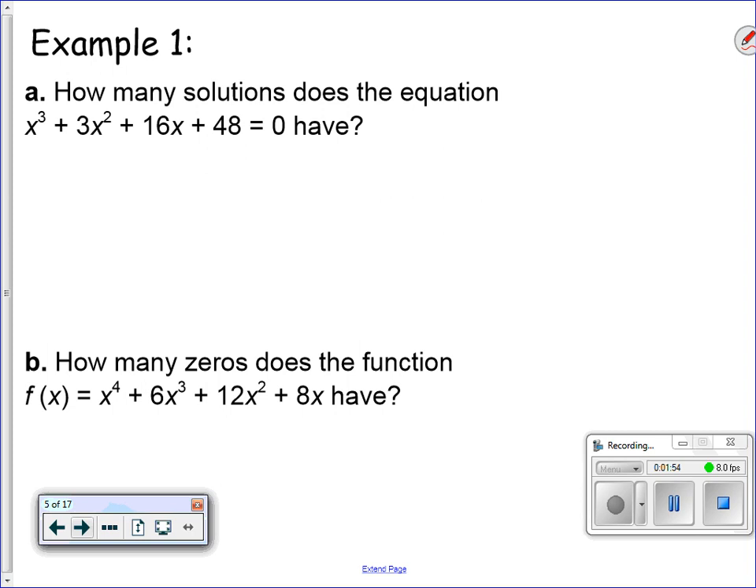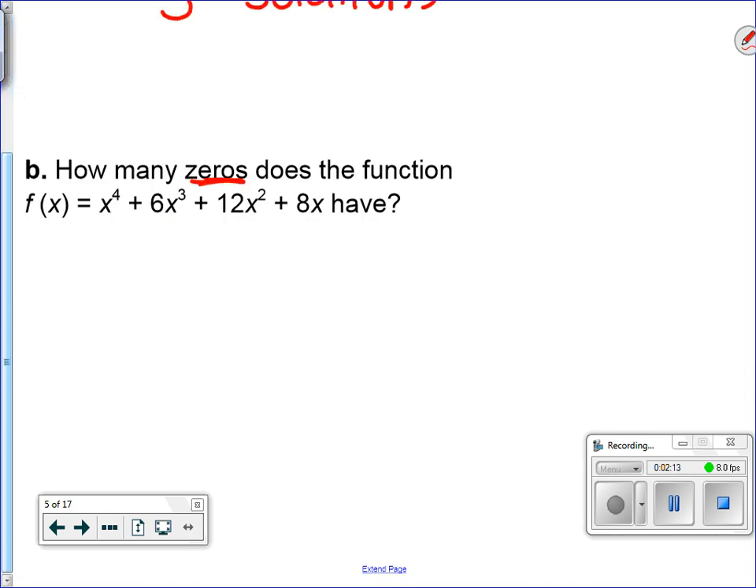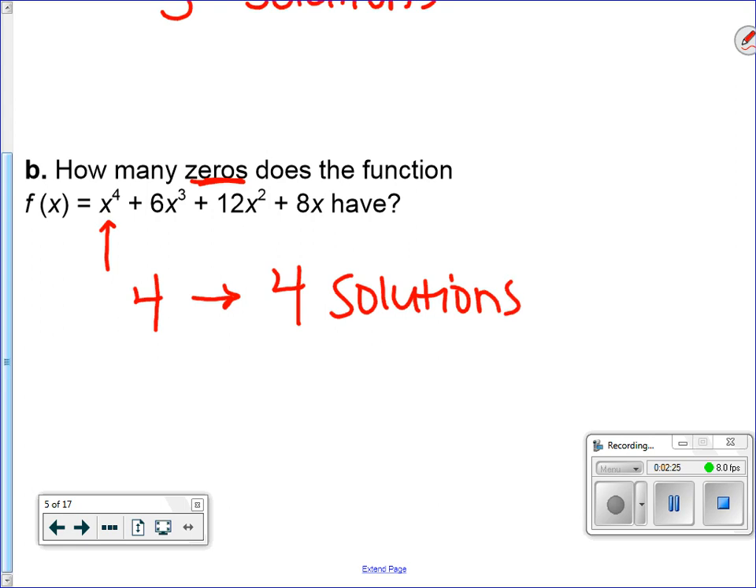Okay, so these are super quick and super easy. How many solutions does this equation have? Well, since it is cubic, you would literally just say 3 solutions. How many solutions does this have is the same thing as how many zeros. Okay, just like solving. How many zeros does this have? Well, it is a degree of 4, so it has 4 solutions. That is how simple those problems are.